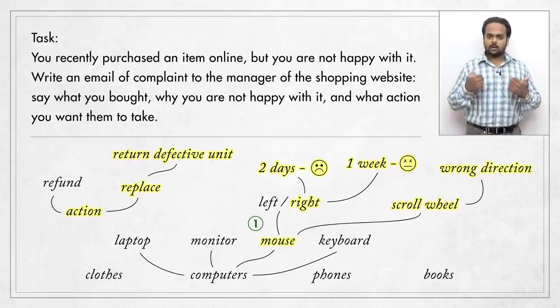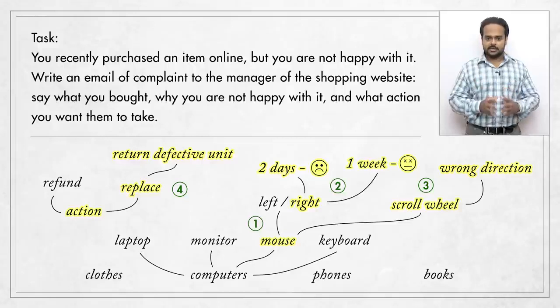Well, first, I want to say that I bought a mouse online. It has two problems. One is that the right mouse button started having issues 2 days after it arrived, and now it's been a week and it has stopped working completely. Then I'd like to mention the scroll wheel. It's making the screen go in the wrong direction. And finally, I want the company to replace the mouse, and I can return the defective one. This is the outline we're going to follow for this email.